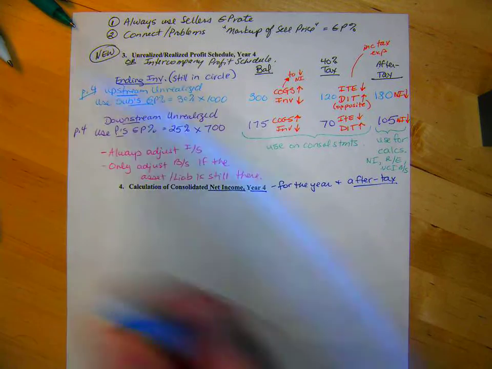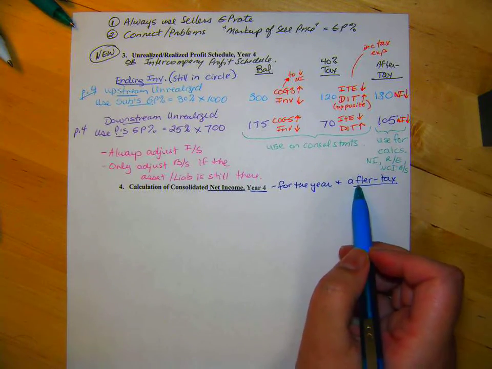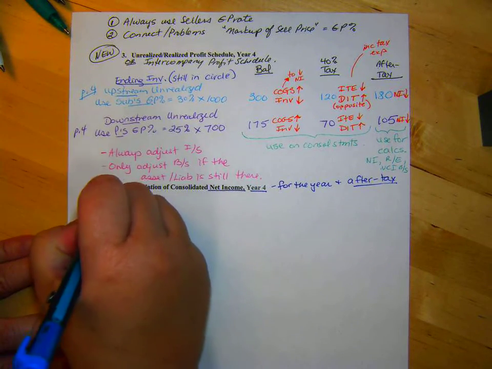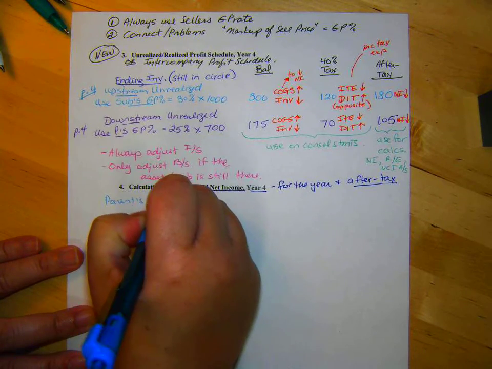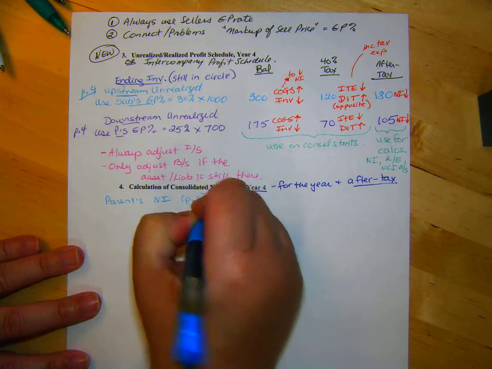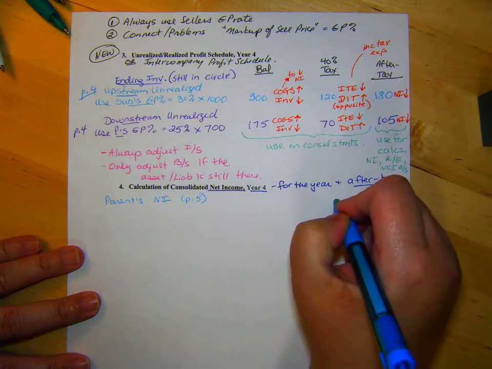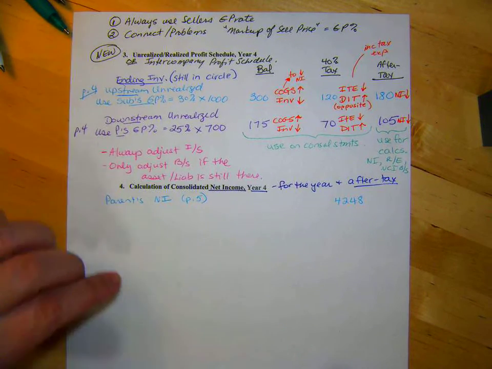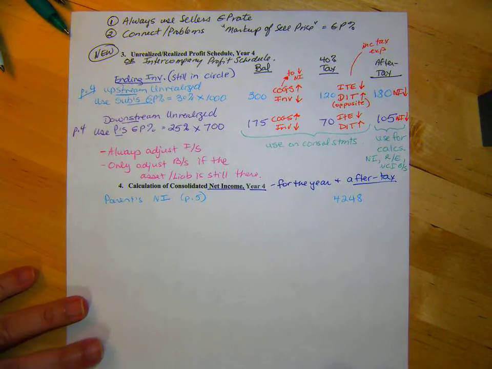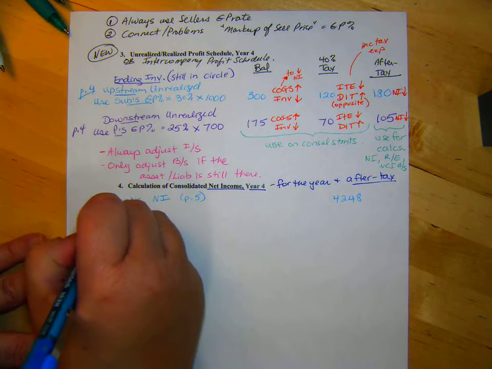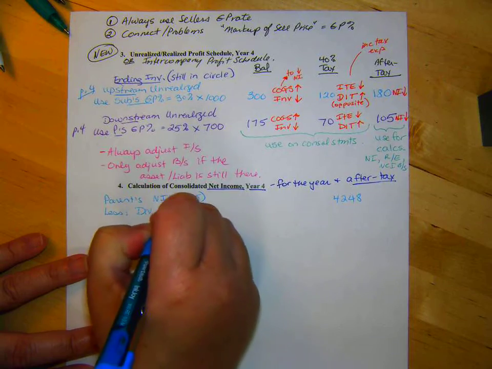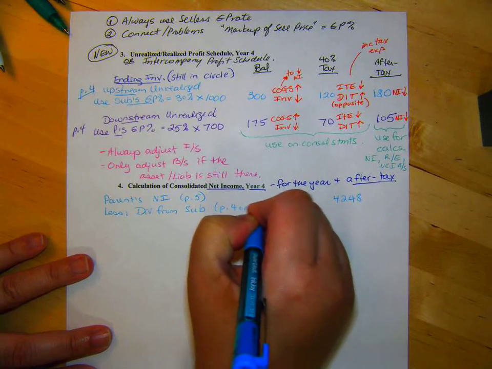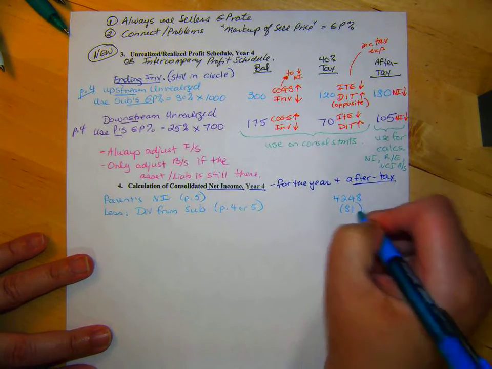So this is another common mistake. People don't use the after-tax amounts. They try and use these ones. So just be careful. We have to start with the parent's net income, and it's on page 5. And it's 4248. Now, we've learned this. Remember, we put the parent's and adjust, sub's and then adjust. So then we take off less dividend from sub. That's page 4 or 5, and we already calculated that was 81.